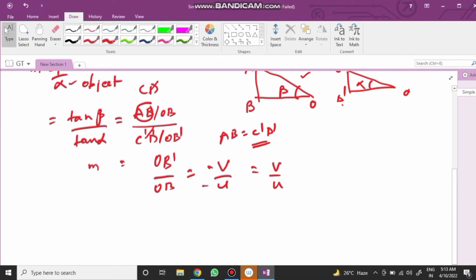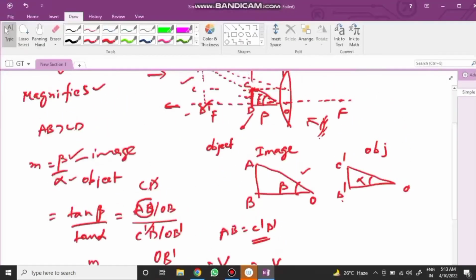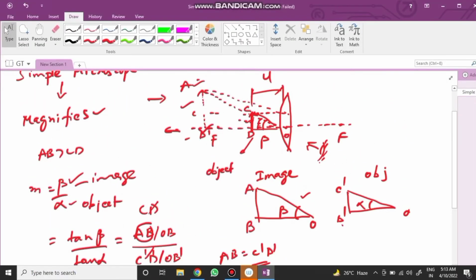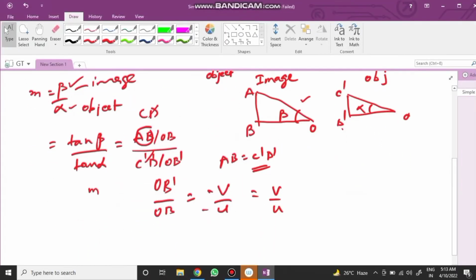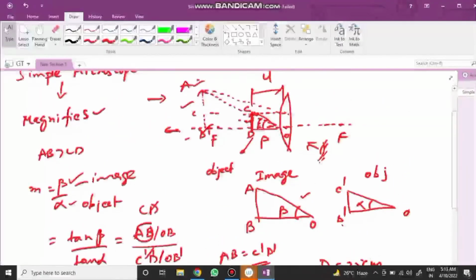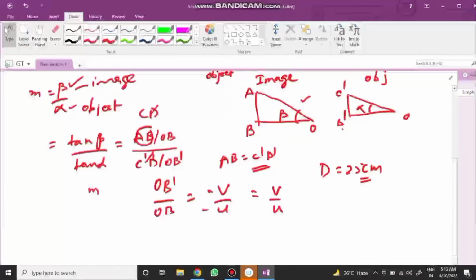Now we need to understand that the minimum distance required for clear vision is 25 centimeters. Usually we take that as capital D equal to 25 centimeters. So we are saying that the image is formed at the point of minimum distance, so V is equal to D. This becomes D by U.